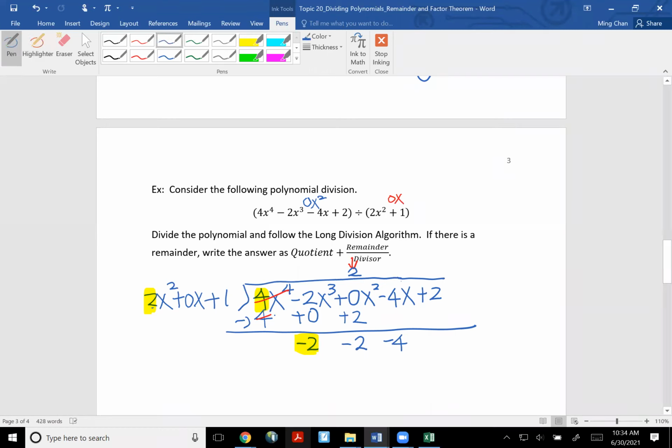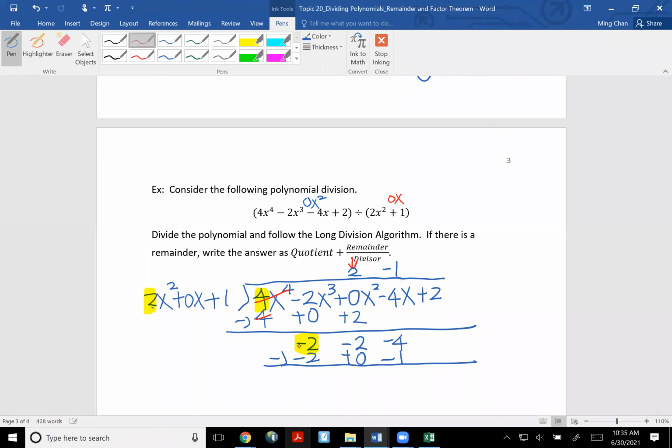2 on the outside going into the first term in the inside. 2 goes into negative 2 negative 1 time. Put it on top of the negative 4x, the next term. Once you put the negative 1 on top, you multiply all 3 terms on the outside. Negative 1 times 2 is negative 2. Negative 1 times positive 0 is 0. Negative 1 times positive 1 is negative 1.